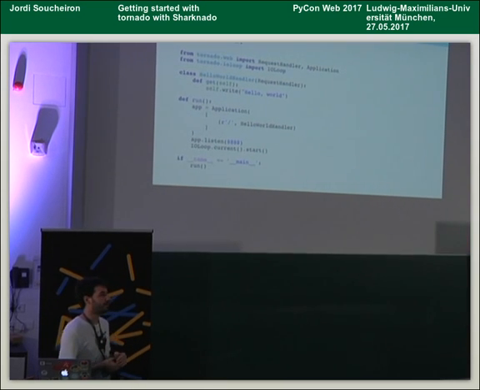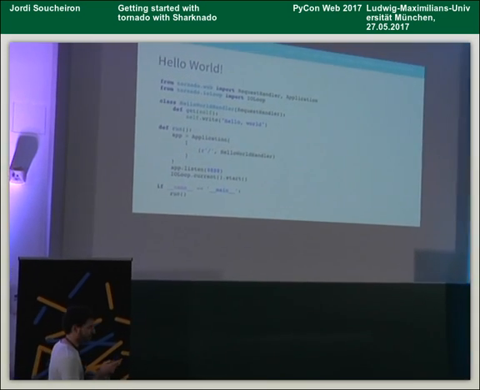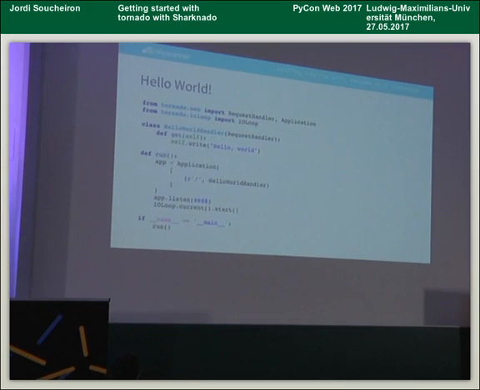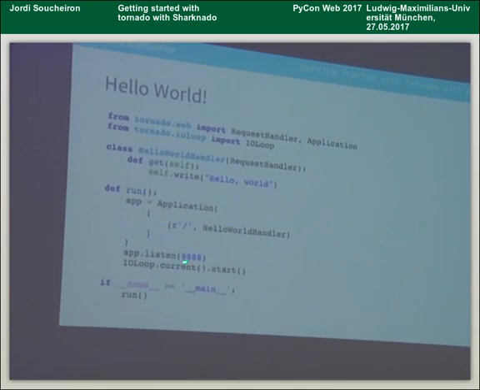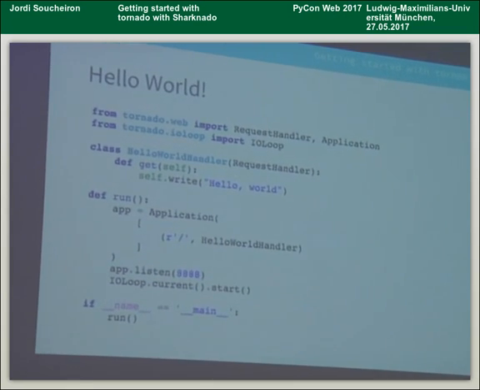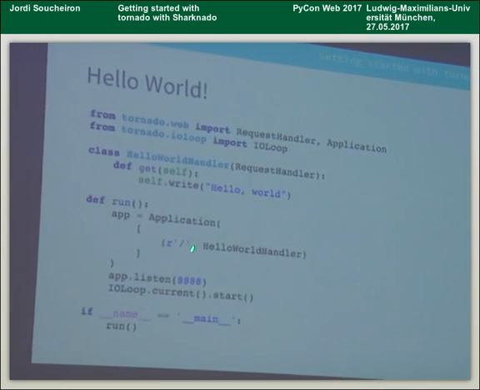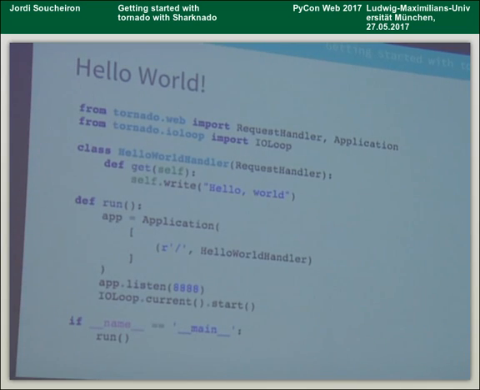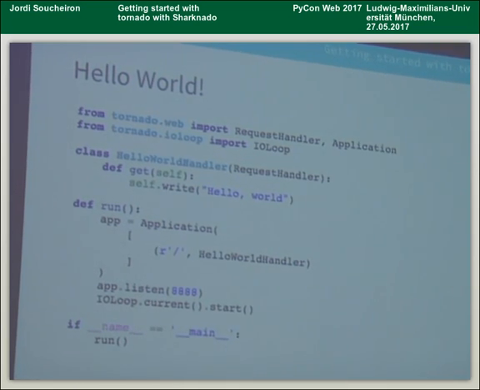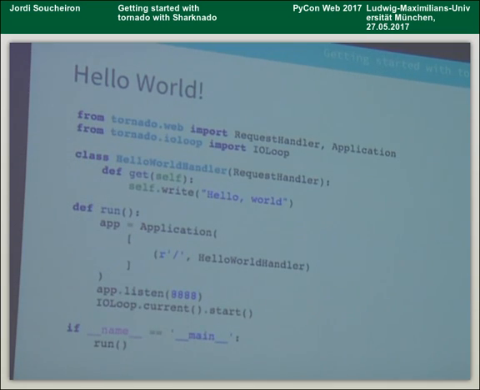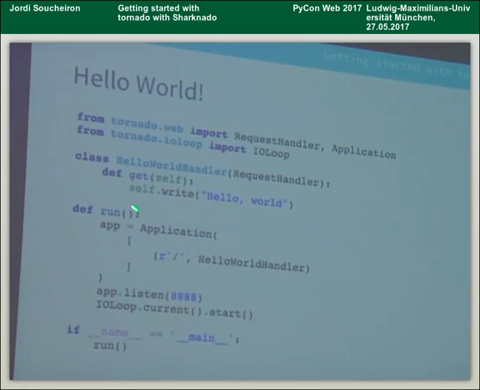So let's see how a hello world looks like. Let's start from the bottom. We have this part of code here. So basically what we do is we define an application. We define a regular expression. With the regular expression, we say the routes that we want this application to handle. And we define a class that will be the one responding to this route. So basically, every time we go to root, we will have this get method called.